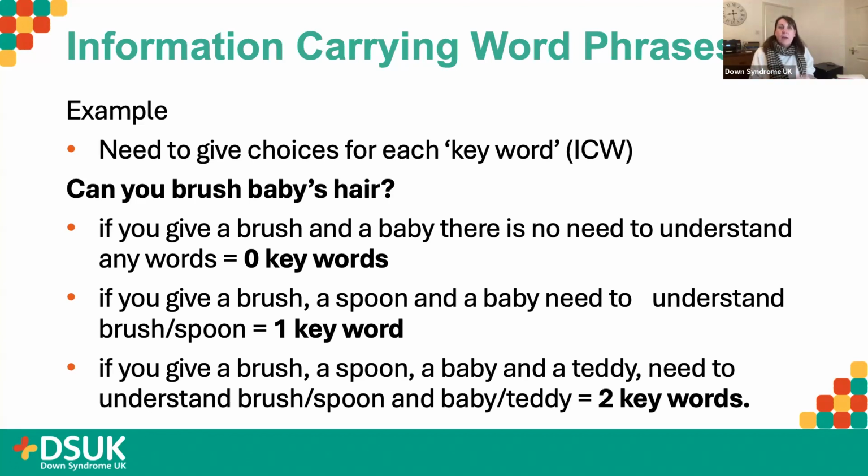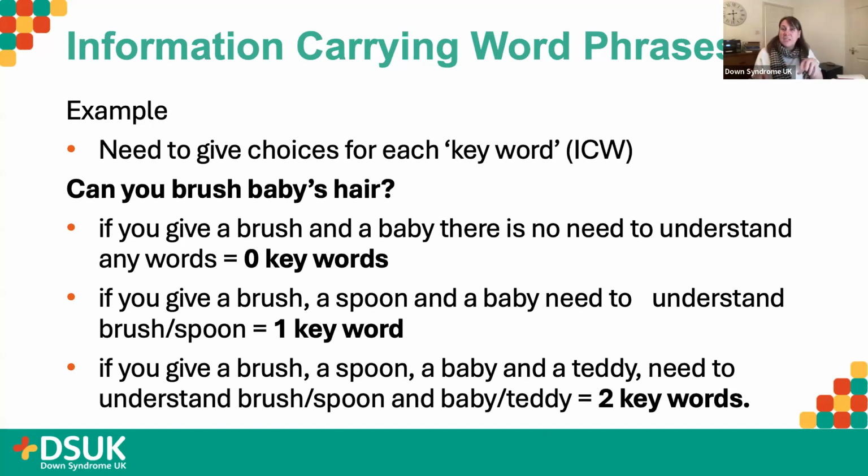Because if I say, oh, look, here is baby. I've got a brush and a spoon. Can you brush baby's hair? Now I've got to make a choice. So now I've got to listen to what you've said. What do I need for brush? Oh, yeah, brush and baby's hair. I've got my brush. So I followed 1 keyword from your 1 choice, and I've got baby. So 1 keyword phrase. And to make it a 2 keyword phrase, you've got to introduce 2 choices.